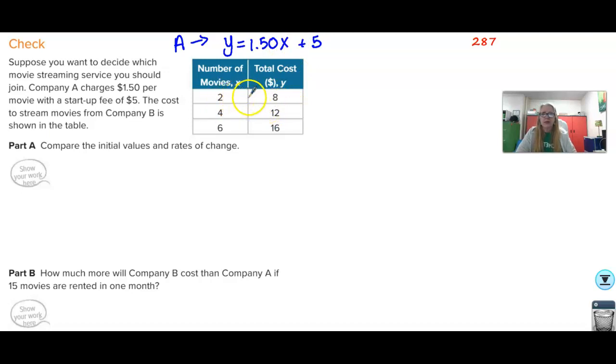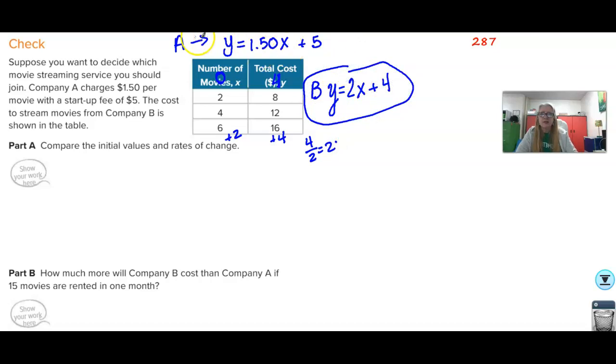This one, let's see if we can write an equation for this one. This is going up by 2, up by 2, up by 2, and this is going up by 4, up by 4, up by 4. So the rate of change for this one is 4 over 2, which is equal to 2. So Company B is going to have an equation of 2x, and the initial value, let's see if they have one. This keeps going down by 2, so the next move is going to be 0. And if this goes down by 4, then that would mean their startup fee is $4. So 2x plus 4 is Company B. So we have the equations. This is Company A, and this is Company B.